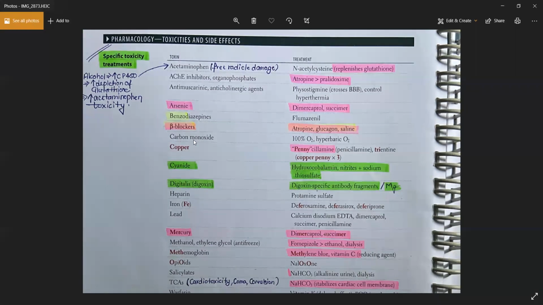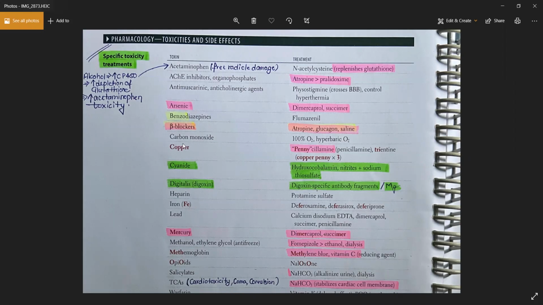Which complex? Complex 4. Please remember the fact. It inhibits complex 4 also. Which step of complex 4? The passage of the electron from cytochrome aa3 to the oxygen. Step 1 will mention this with this reaction, and they will ask you which reaction is inhibited. So it is the passage of electrons from the cytochrome aa3 complex to the oxygen. This part is inhibited by the carbon monoxide.